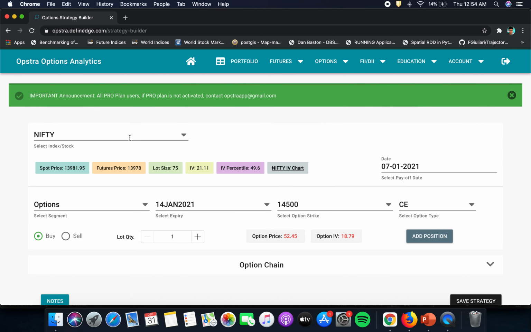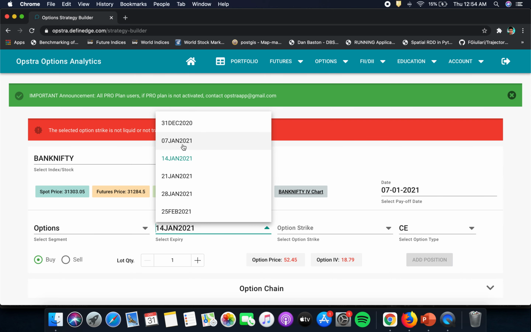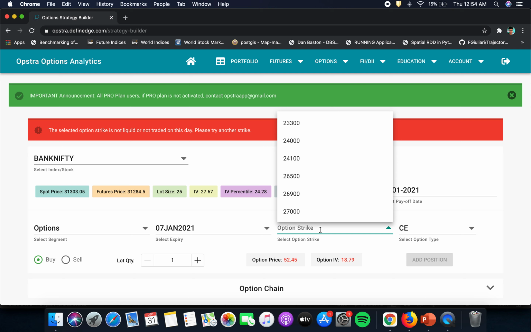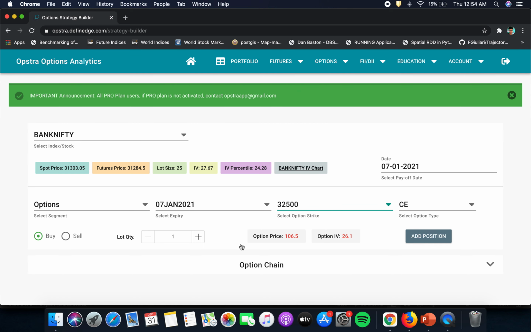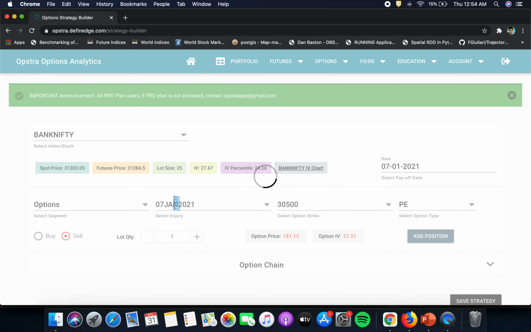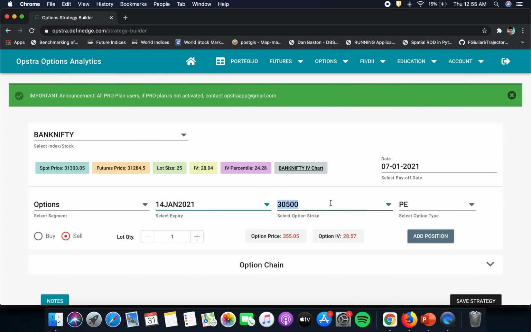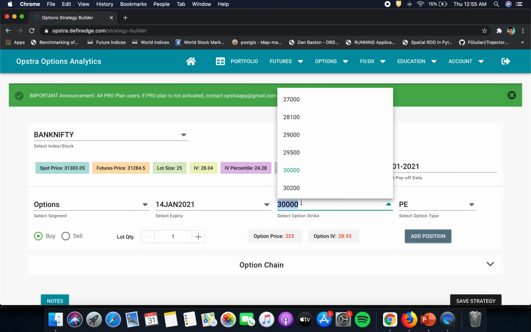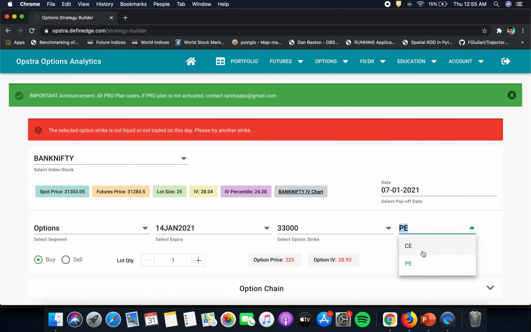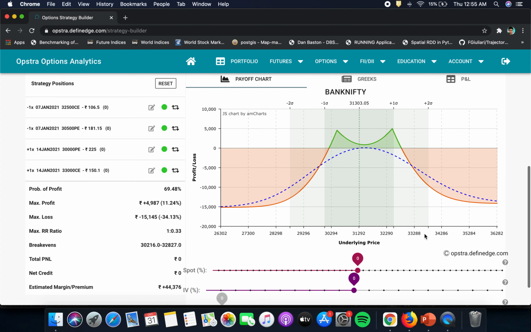We can also do this with Bank Nifty. So let me show you with Bank Nifty. For Bank Nifty, we are going to do this for the 7th Jan expiry, and let's short the 32,500 call option, and let's short the 3,500 put option, and now we'll hedge it with the next expiry with, let's say, the 30,000 put option, and on the call side maybe 33,000.